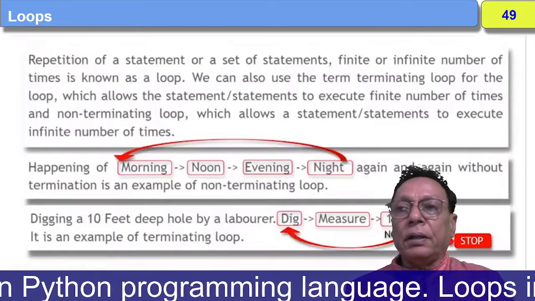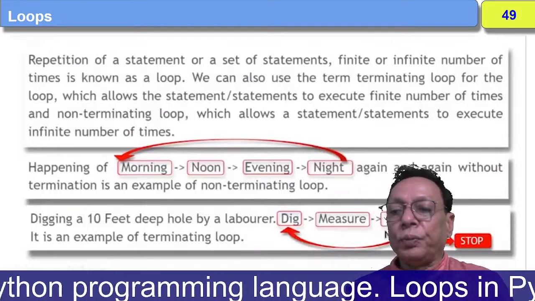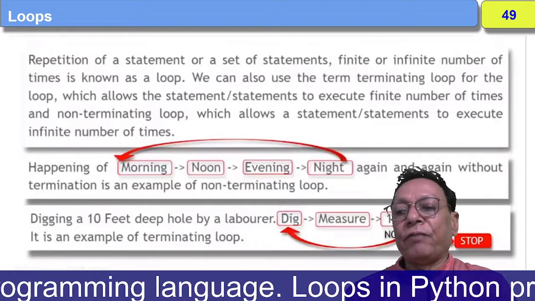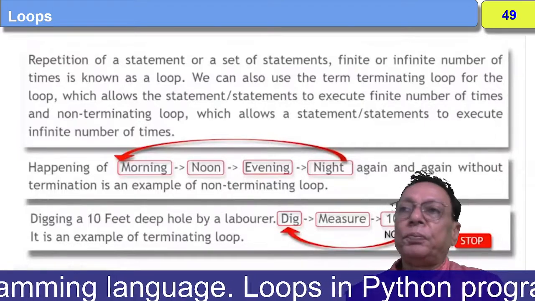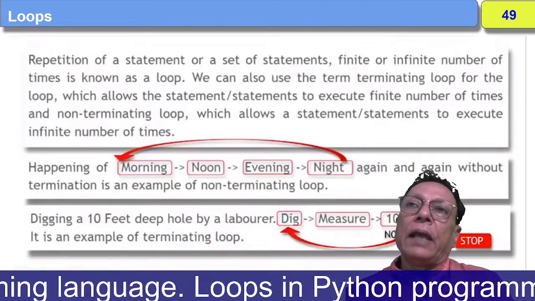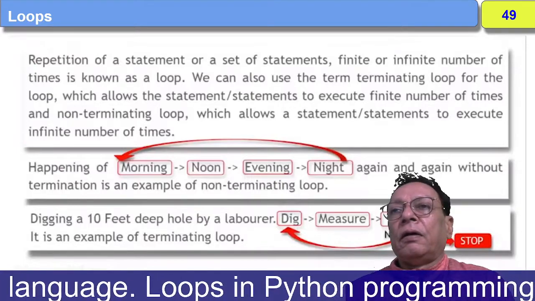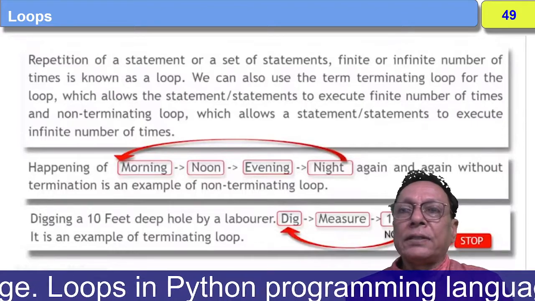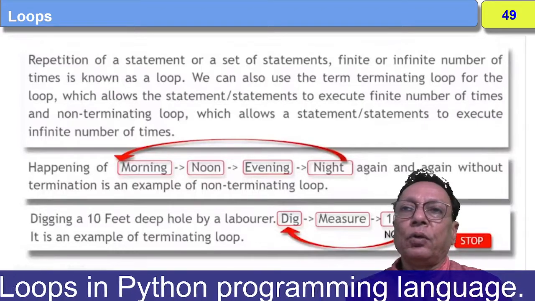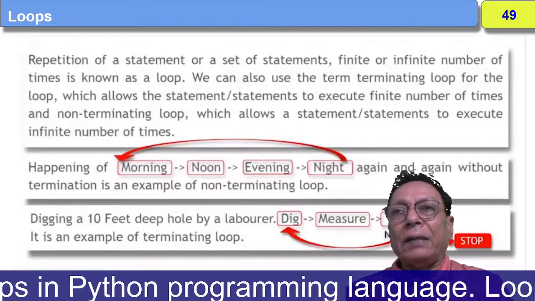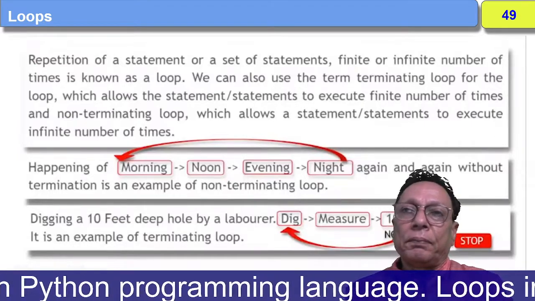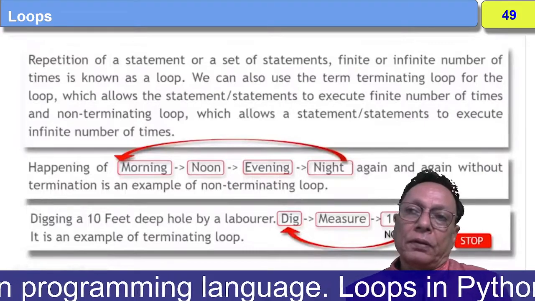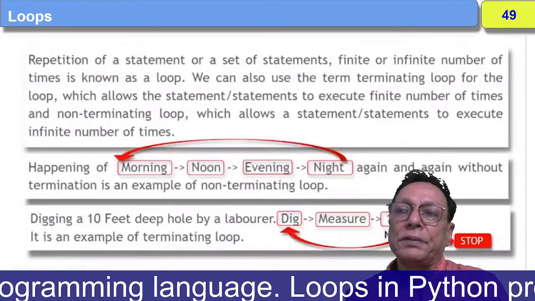So there may be two kinds of loop you may see in Python. That is, one is finite loop and other is infinite loop. So infinite loop maybe accidentally falls into the infinite condition, whereas the finite loop, deliberately we make a condition to repeat the segment a finite number of times.